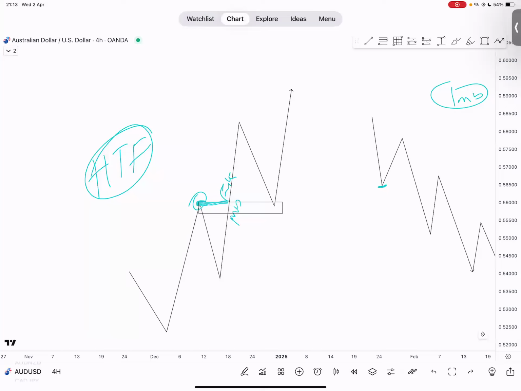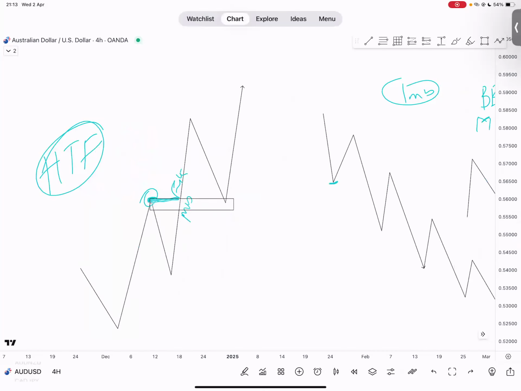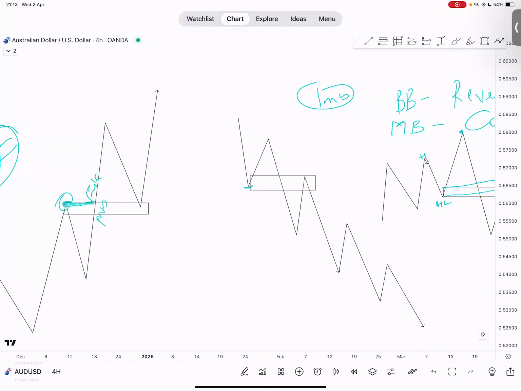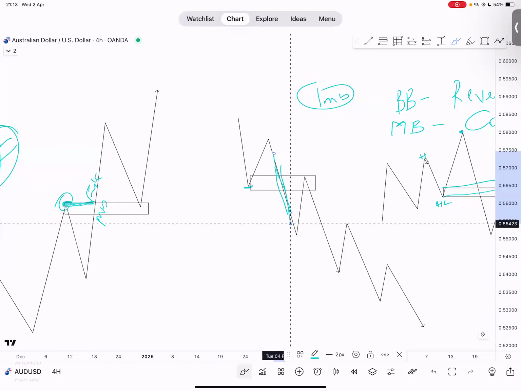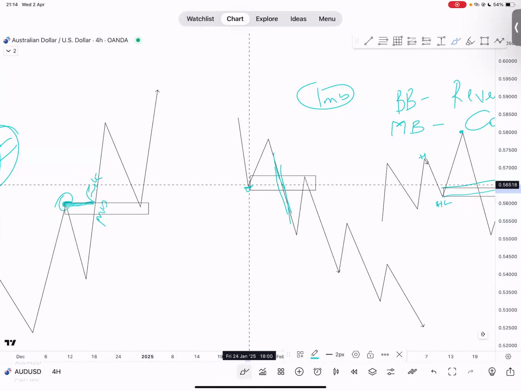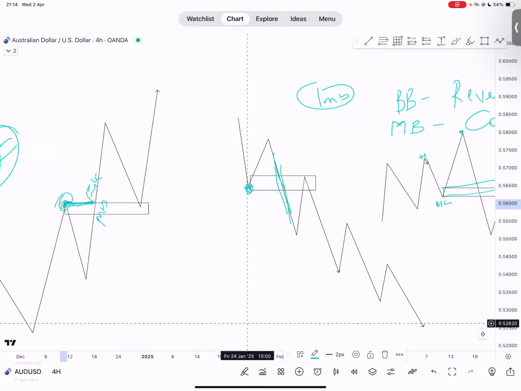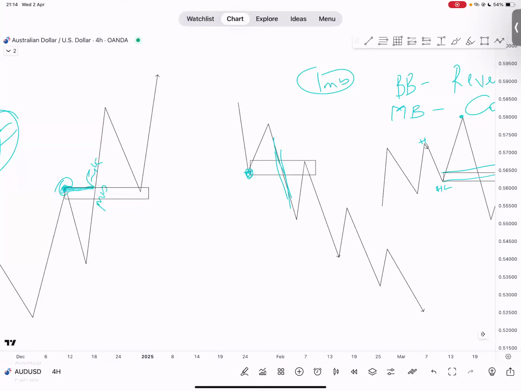And secondly, what would make you say that this is a mitigation block is the fact that it breaks a previous higher high, or it breaks through a previous lower low with what? With an FVG or an imbalance. It must be an impulsive move that takes out the previous low, or an impulsive move that does what? Takes out the previous high. But it is always in continuation of the trend.